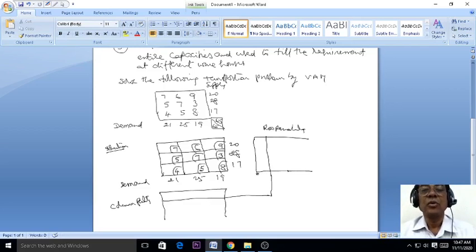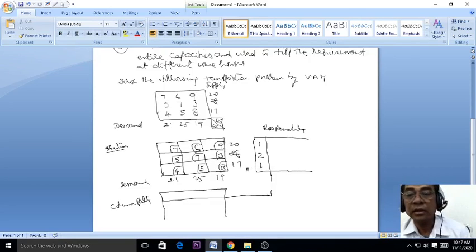Now, row penalty means in the first row, all rows are independent. So first select the first minimum element, next minimum element. In the first row, the first minimum element is 6, the next minimum element is 9. So the difference is 1. You write down 1. Go to the second row, 5 and 3. So the difference is 2. Difference is 1.